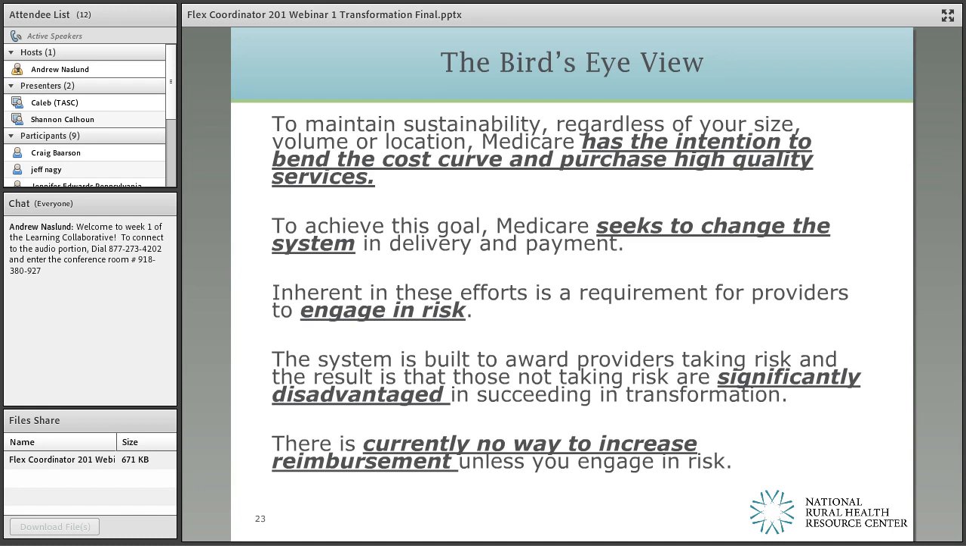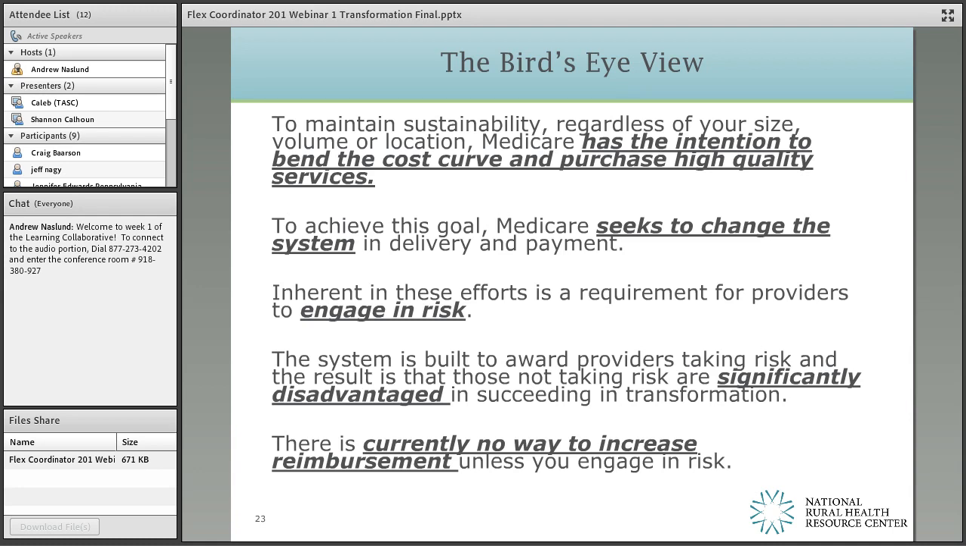What's interesting, too, is that I think we're starting to see this year, yes, they're seeking to change the system both in delivery and payment. We've seen a lot of focus on payment, but I think that through telehealth and the behavioral health CCM that came around about 1.5 years ago, and the direct primary care, we're starting to see some changes perhaps in the delivery system. The result of these two imperatives is that engaging in risk is inherent in those, and it's not going to go away.